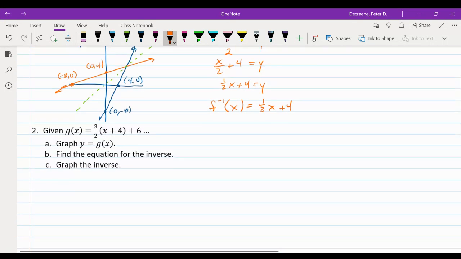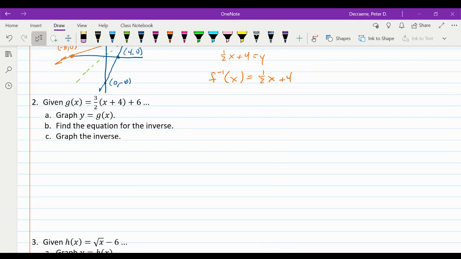Okay, let's do another one. Here we go, same idea, right? g of x equals 3/2 times (x plus 4) plus 6. Now, this is also a line, but it's in a form we don't always see that often. This is point slope form, remember. And so the point here is going to be negative 4, 6. That's a point that we know is on the graph.